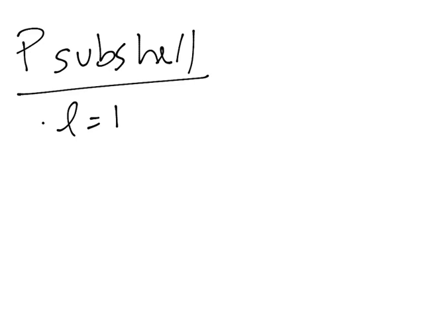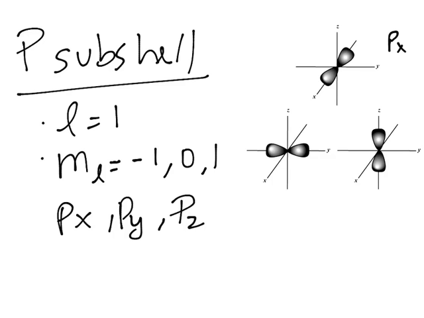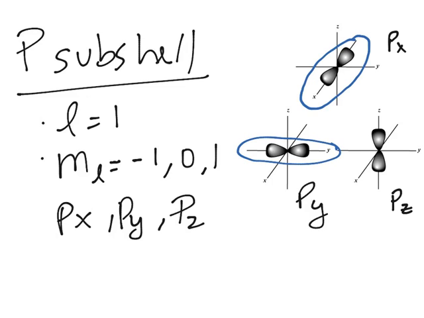P subshell. It will occur when L is equal to 1. And as I mentioned before, ML will have three different values. So we will have three different orientations, and they are called PX, PY, and PZ, and it looks like this. Here we got our PX, here is our PZ, and here's our PY. Three different orientations, so as you can see, it will be following the axis. When it's on the x-axis, it's going to be PX, when it's on the y-axis, it's going to be PY, and so on. And that's how the orientations of these subshells work.